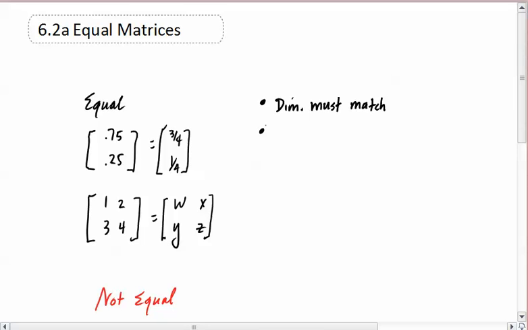And then after that, the entries. That just means these things right here, those are entries. That's an entry, that's an entry. The corresponding entries, in the same location in each matrix, must be equal.